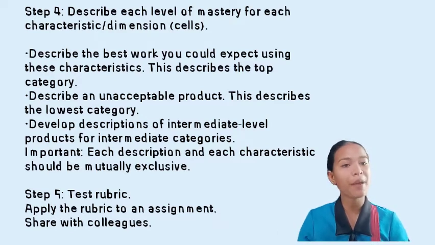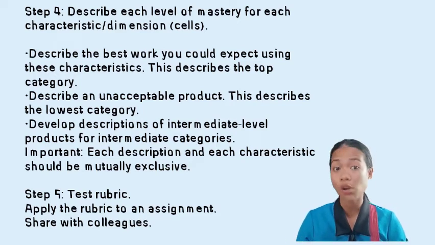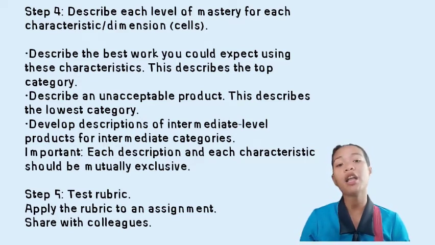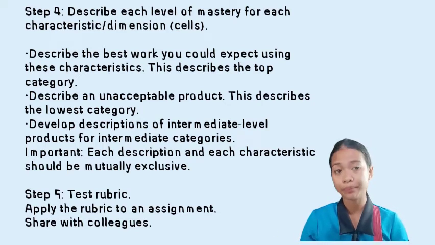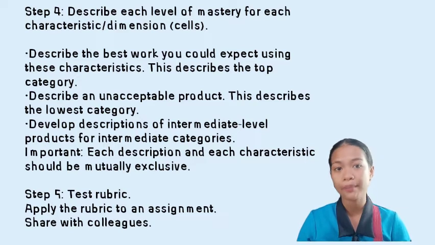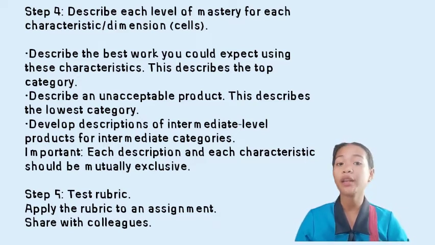Describe the best work you could expect using these characteristics. This describes the top category. Then describe an unacceptable product. This describes the lowest category. And develop descriptions of intermediate level products for intermediate categories. Then step 5, test the rubric. Apply the rubric to an assignment or share it with colleagues.